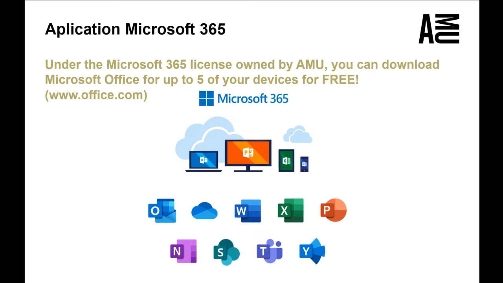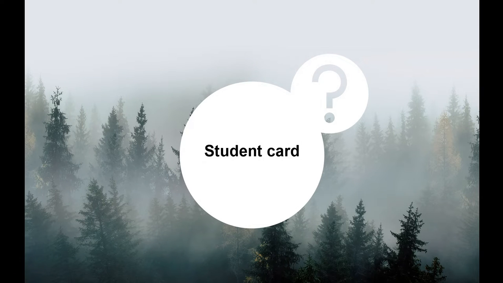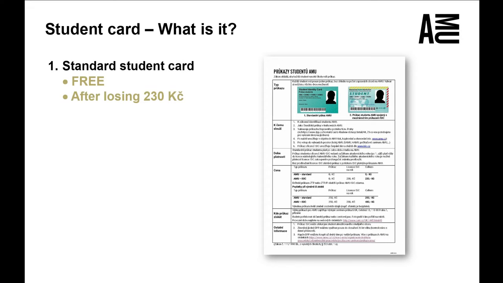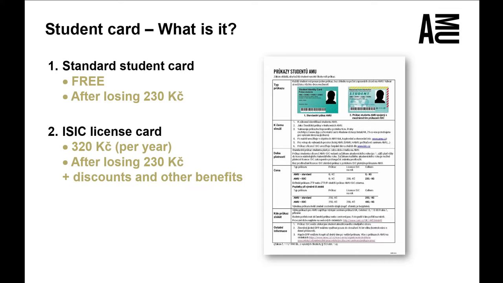That is Word, Excel, PowerPoint, OneDrive, etc. Let's look at the student card. We have 2 types of student cards, a standard card and an ESIC licensed card. The standard card is free and the one with ESIC license costs 320 CZK per year. The ESIC license is optional, but you can get various discounts on it, like bookstore discounts and so on.